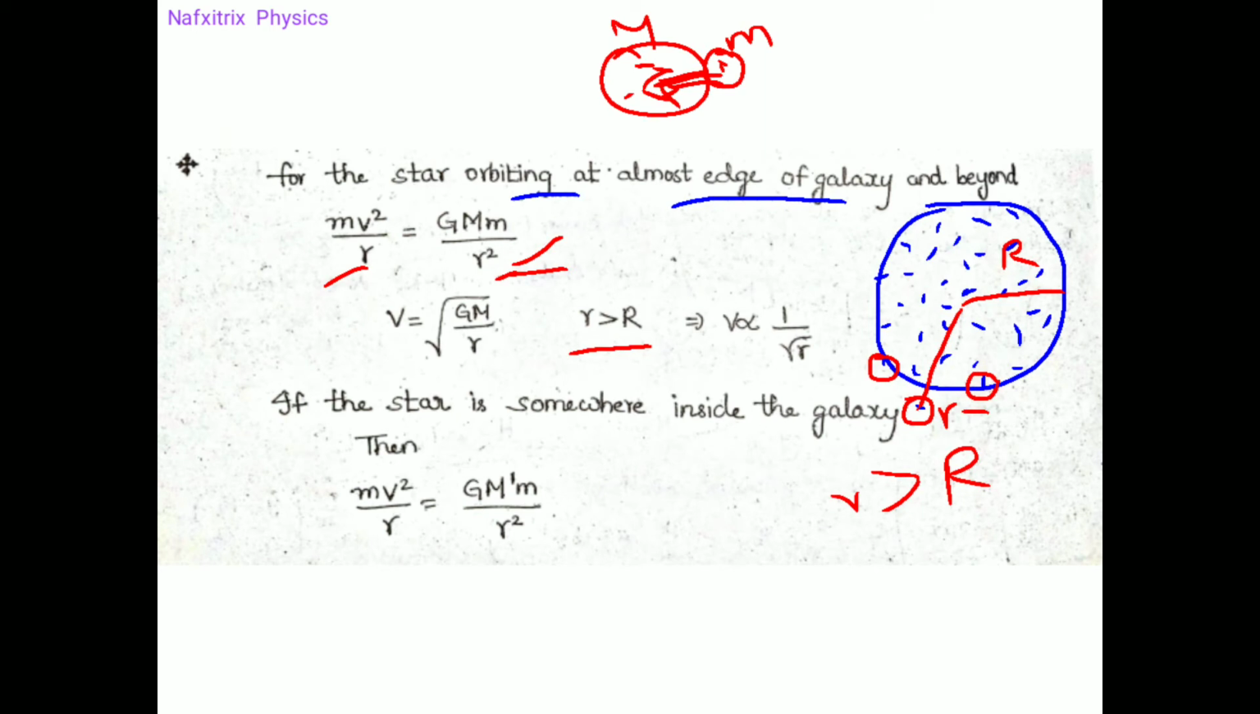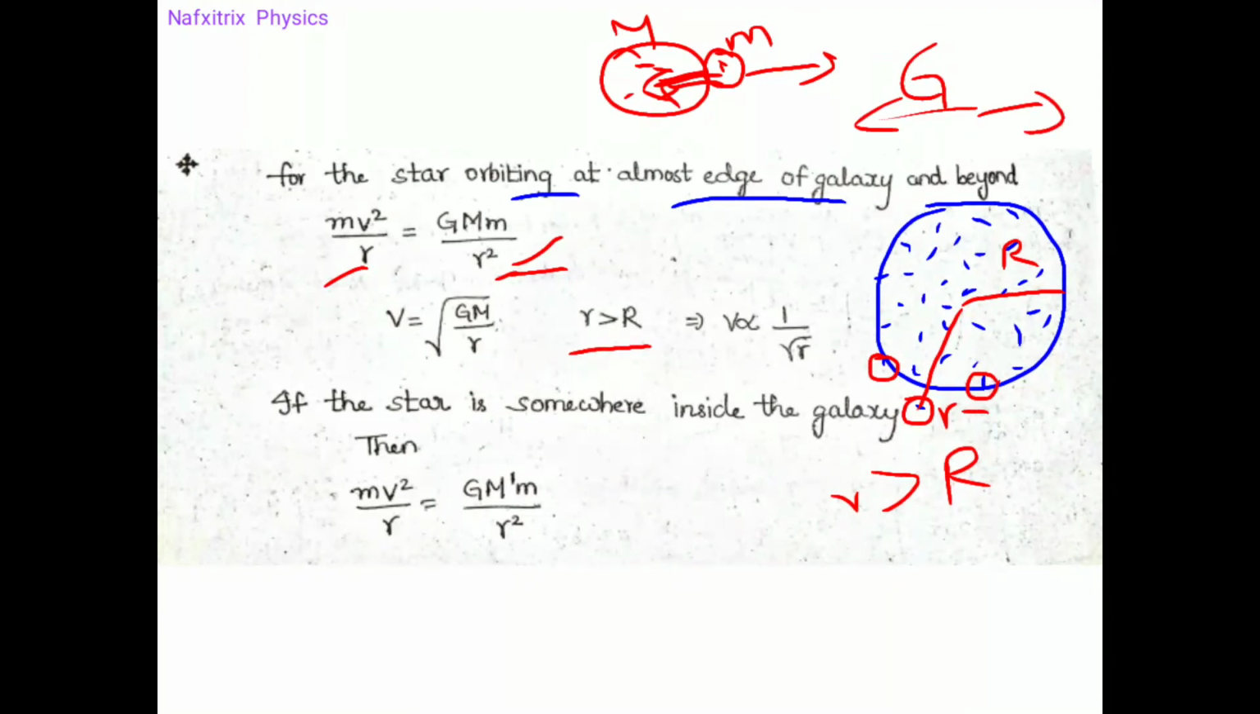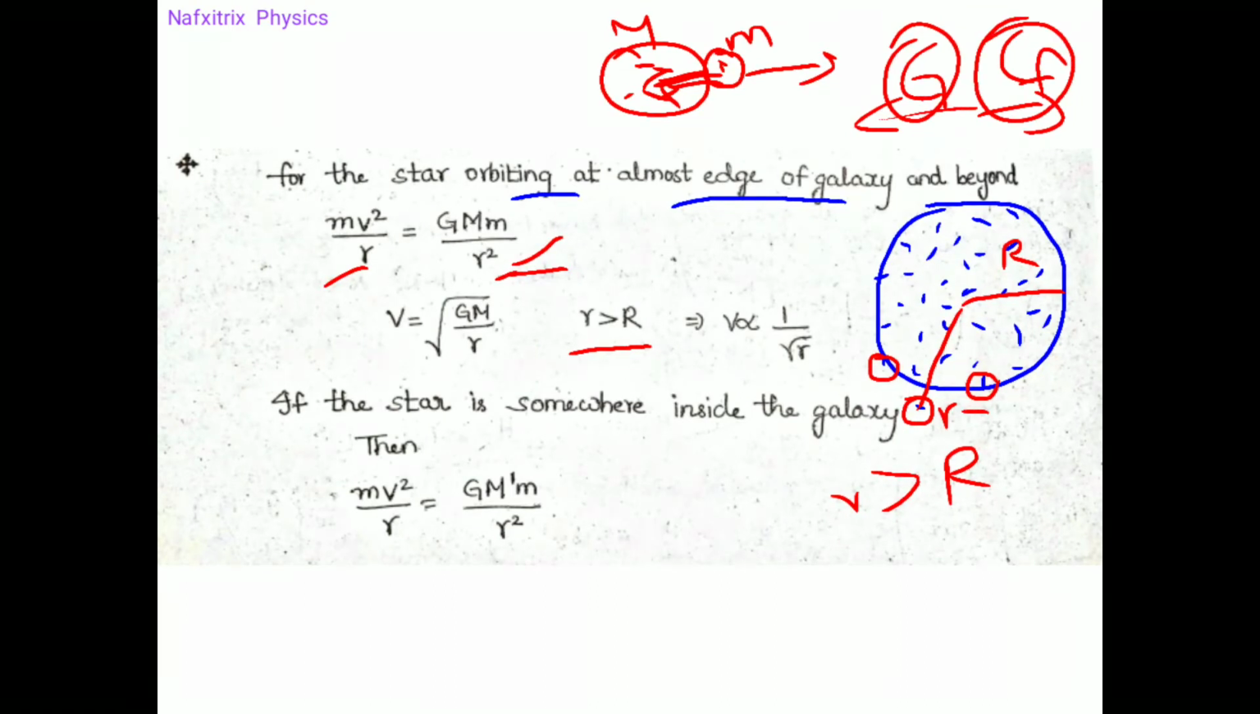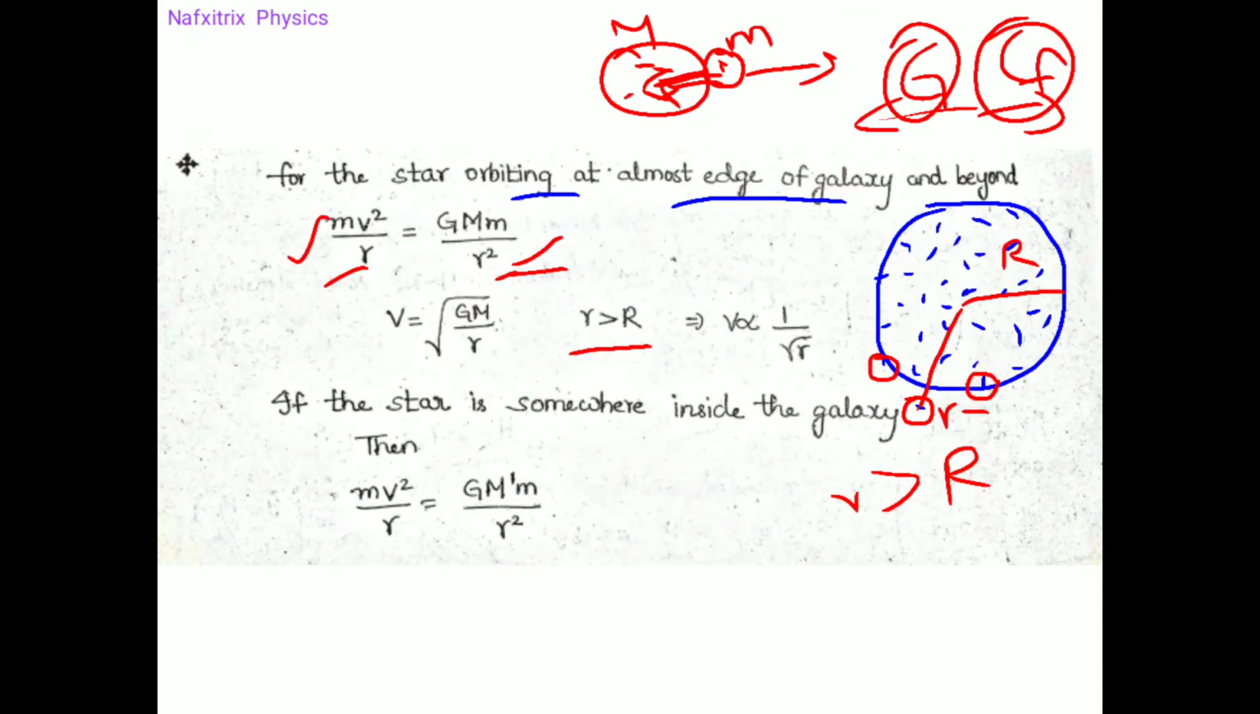Because of rotational motion, the orbital motion of the star, centrifugal force would be acting in the outward direction. When both the gravitational and centrifugal forces are balanced, the star would remain at that particular orbit. Or else it may fall into the center of the galaxy if the gravitational force is more, or it may move away from the galaxy if the centrifugal force is more. This is the formula for centrifugal force, mv square by r, where v is the speed with which the star is moving.